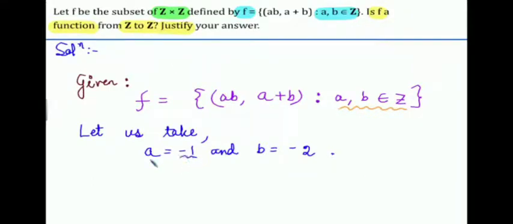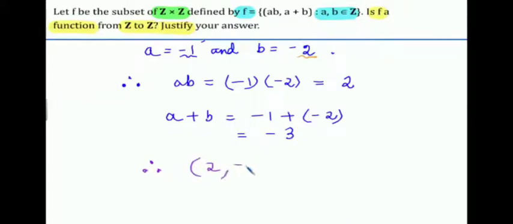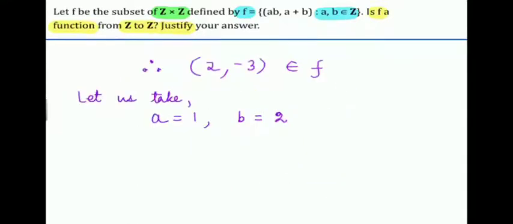Let us take a is equal to -1 and b is equal to -2. So a into b, -1 into -2 is equal to 2, and a plus b, -1 plus -2 is equal to -3. So your relation becomes (2, -3) belongs to f.